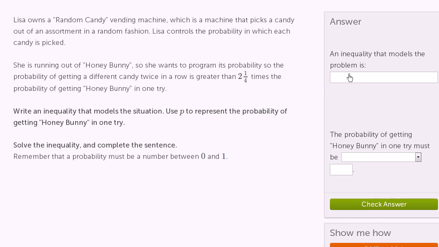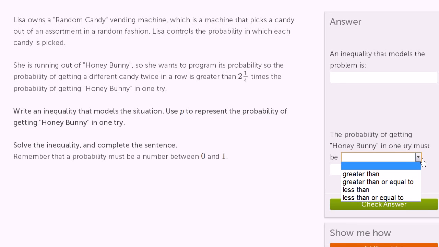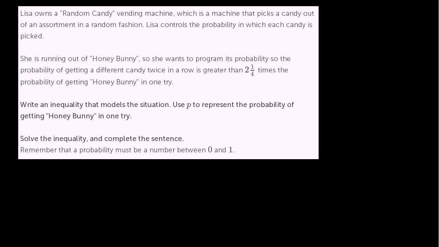So we want to write the inequality that models the problem here, and then we want to complete the sentence. The probability of getting Honey Bunny in one try must be, and they give us a bunch of options, greater than or equal to, less than or equal to, and then we have to put some number here. So to work through this, I've copy and pasted this problem onto my little scratch pad right over here. And so let's just think about it a little bit. They tell us use P to represent the probability of getting Honey Bunny in one try.